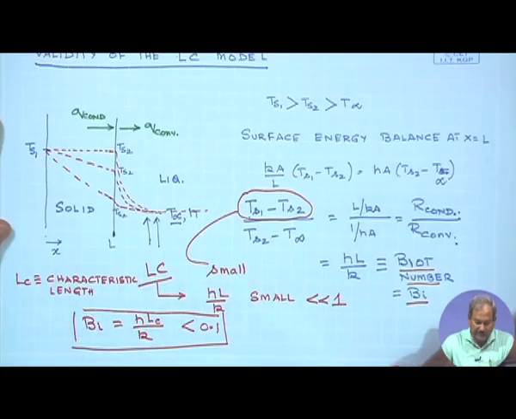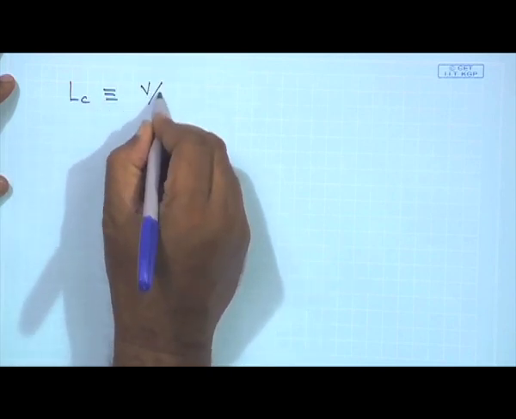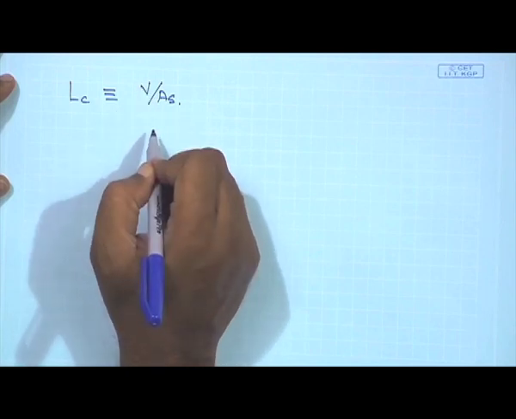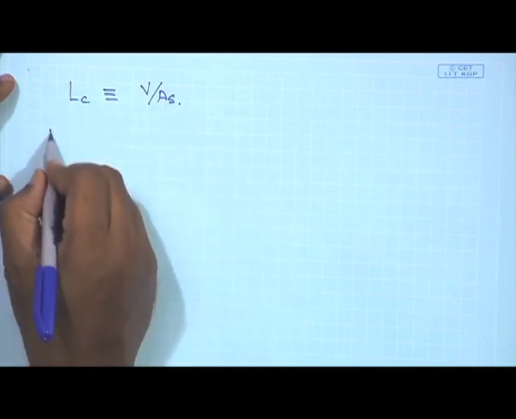Now, when we talk about this characteristic length, if I expand on it a little more, how do I know what the characteristic length is? Generally, the characteristic length Lc is defined as V divided by As, where V is the volume of the solid and As is the surface area.